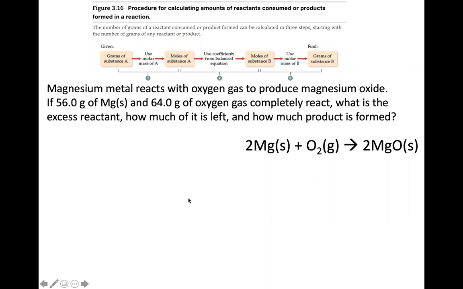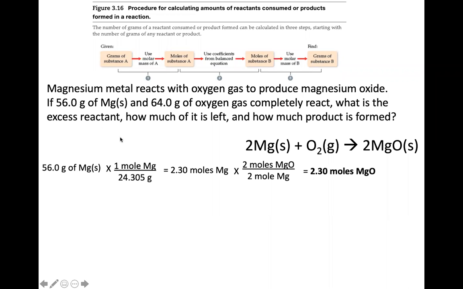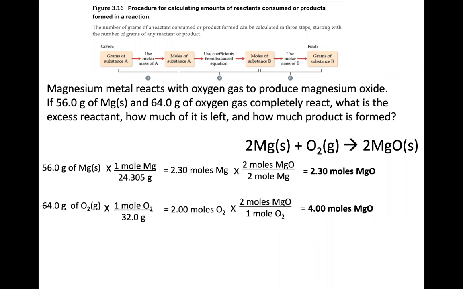So if I'm using this with dimensional analysis, I'm going to try one of the reactants and figure out how much product that I can make. So if I start with 56 grams of magnesium solid, I look on the periodic table and 1 mole is 24.3 grams. So I'd be starting with 2.3 moles of magnesium. I'm going to use the coefficients now and see that I form 2 moles of product for every 2 moles of that reactant. So by going through my dimensional analysis, and it's the same of what I have up there at the top, I find that I could form 2.30 moles of magnesium oxide. That's based on the amount of magnesium there.